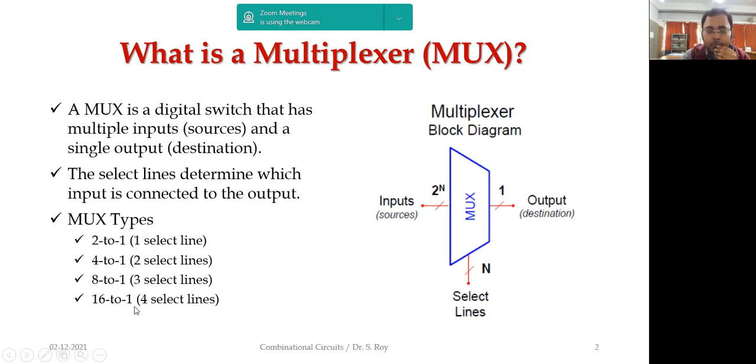Similarly, whenever n equals 3, that is known as an 8 to 1 multiplexer, and for n equals 4, a 16 to 1 multiplexer. We can see one thing from these types: the output is not going to change in any of these cases. It is fixed to 1. But the number of inputs changes, like 2, 4, 8, 16, depending on the select lines.